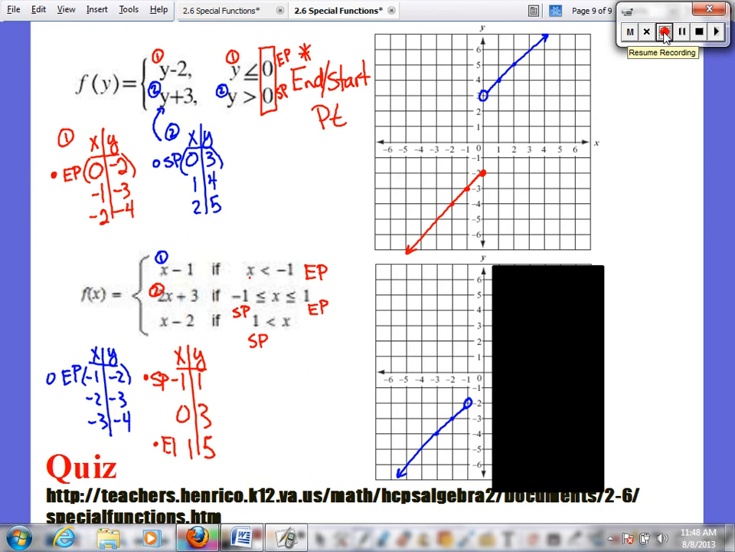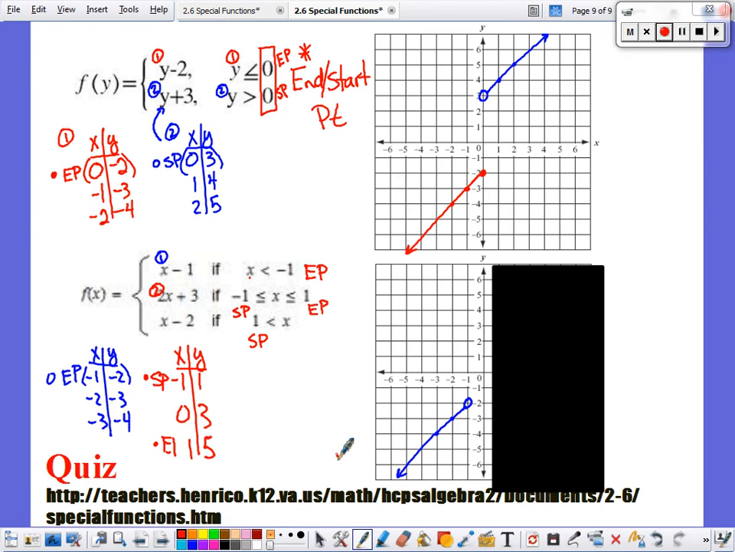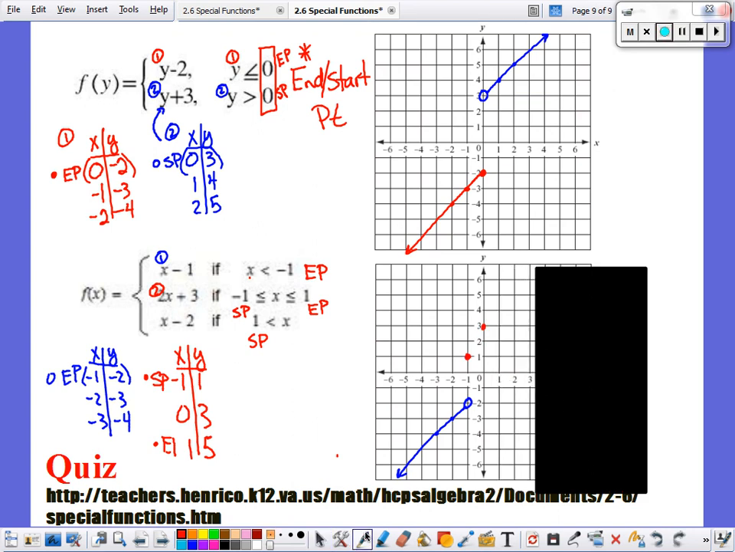Now that we've found some points, let's go ahead and plot these points here. And so what we have is our start point at -1, 1, and it's going to be closed. And then we have 0, 3, and then we have 1, 5. So I need to move this over a little bit and graph the 1, 5. And so we got our start, our end, we connect the dots, and there we go. And so there's your middle part.